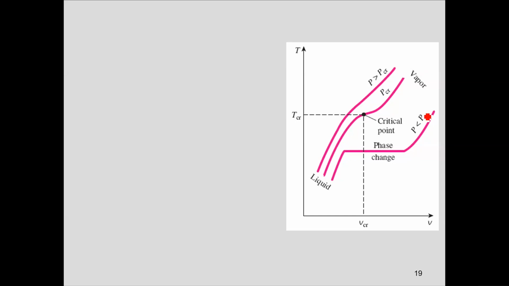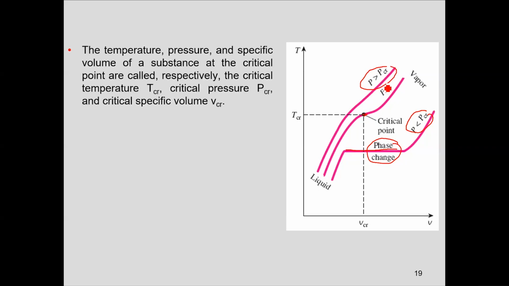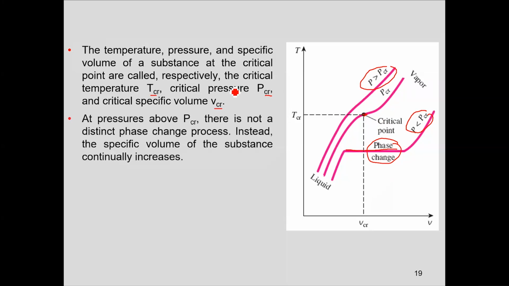So again, this is shown to you. When you have pressures less than critical pressure, you have a distinct phase change process taking place. At critical point, this process is just taking place across a point. Above that, you have no distinction between the phases. So number one, you define the temperature, pressure, and specific volume corresponding to the critical point as critical temperature, critical pressure, and critical specific volume.